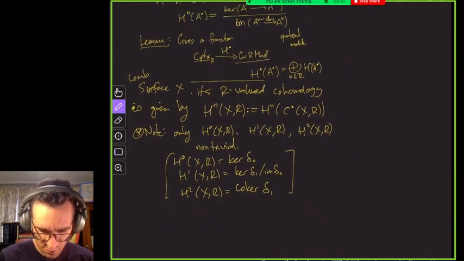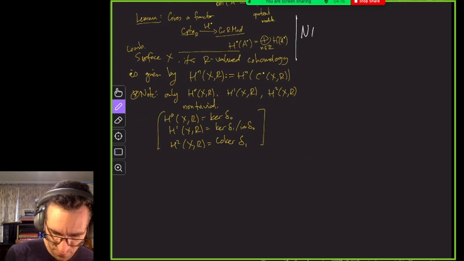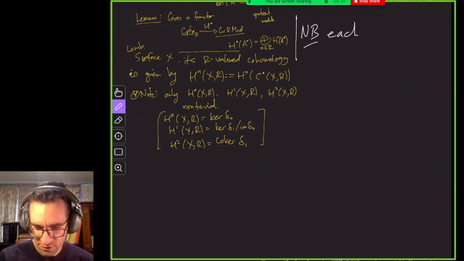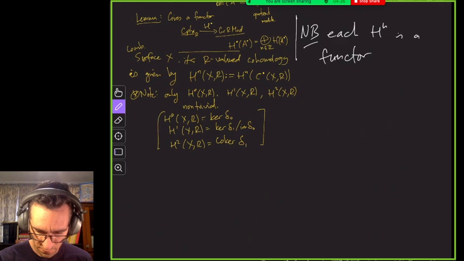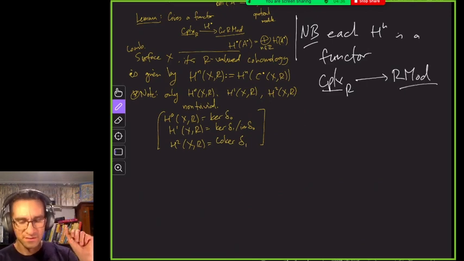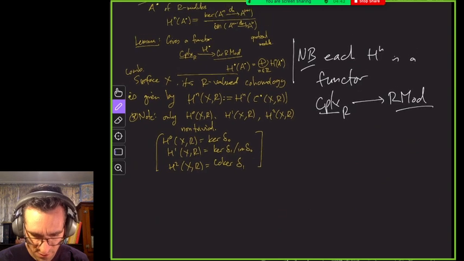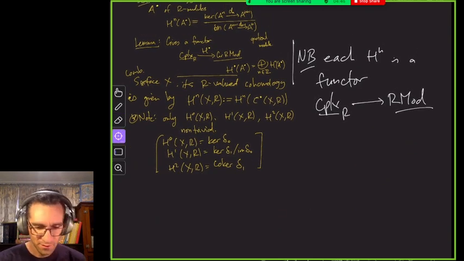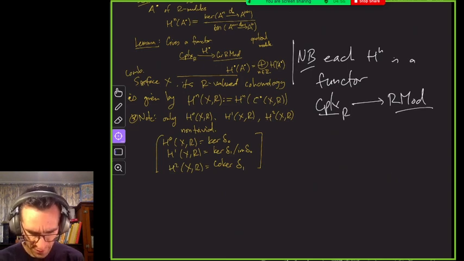So let's just poke this up in the corner. So note, each H^n is a functor as well. So just taking a cochain complex and then returning this item at the top of the screen. So the kernel mod the image of the previous differential. All right, so that's just worth noting.